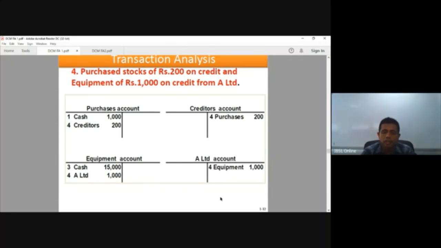Then the second transaction, equipment purchase from A Limited on credit basis. Right? Whether it is credit or cash, we purchase an equipment. Therefore, we have an asset, and we have to debit that asset account. Then we have to credit the A Limited account by 1,000 rupees, since we have increased our liabilities in the name of A Limited. I think I am very clear on these two transactions. If you have any questions, you can ask.